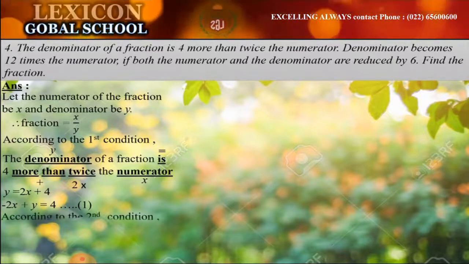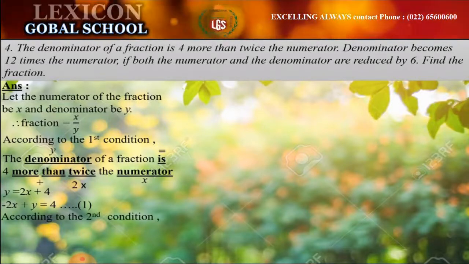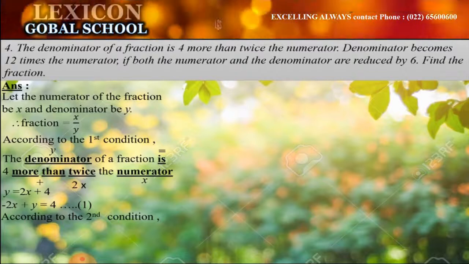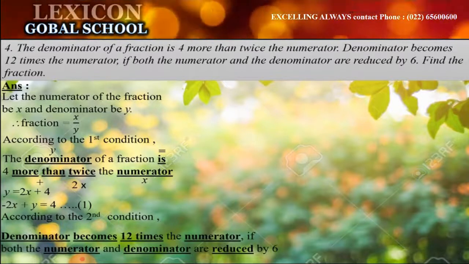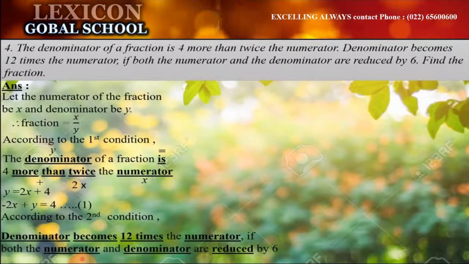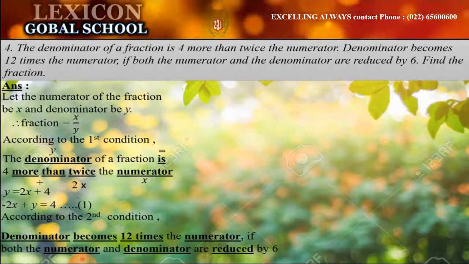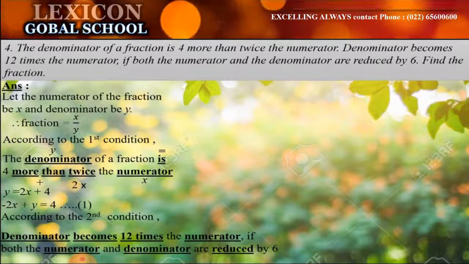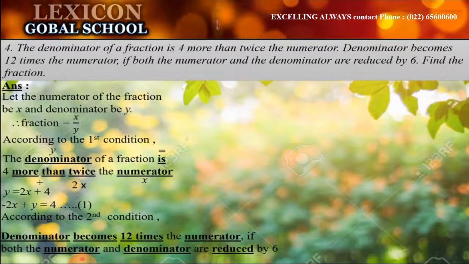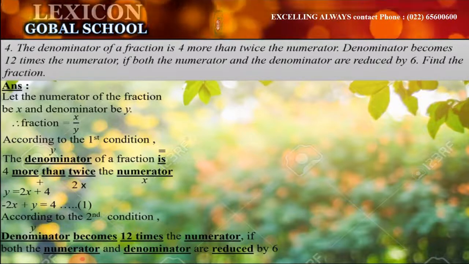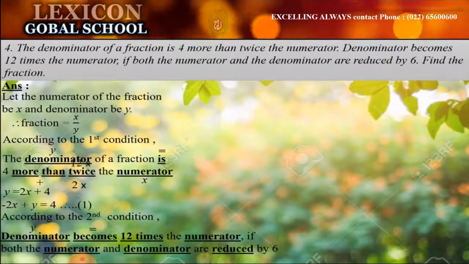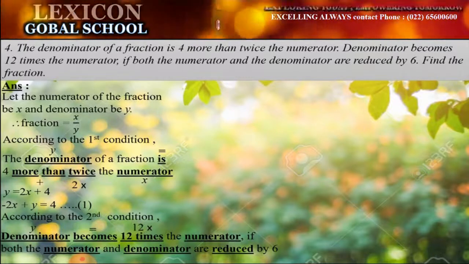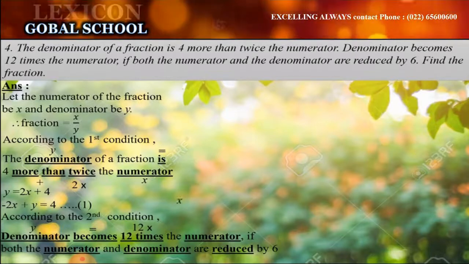Similarly, according to your second condition, denominator becomes 12 times the numerator if the numerator and the denominator are reduced by 6. That means denominator is y, becomes means is equal to, 12 times means 12 into, numerator is x.